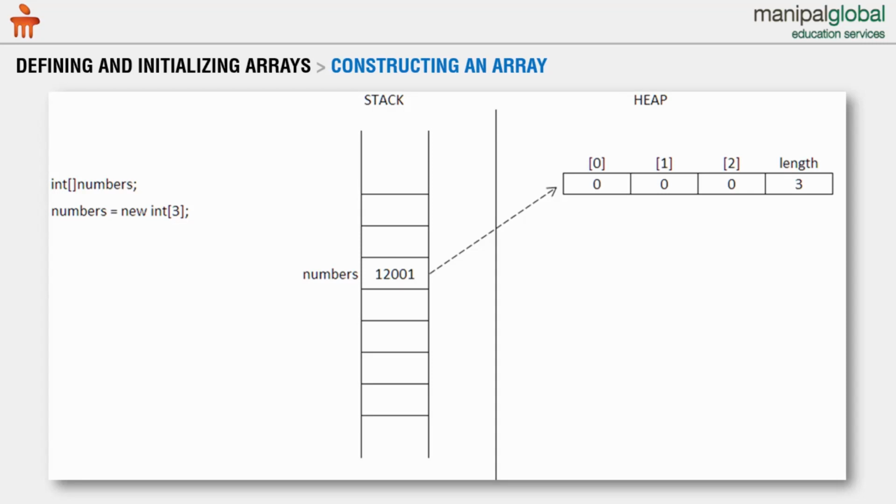So even though we say that 3 is what we needed, the array contains 4 values. The first 3 of them is what I can access as numbers of 0, numbers of 1 and numbers of 2. Also observe in the heap, int holds a default value of 0, so all of them are initialized to 0. The length is a final field which contains the number of elements. So you can say numbers.length and you would get 3 as the value.